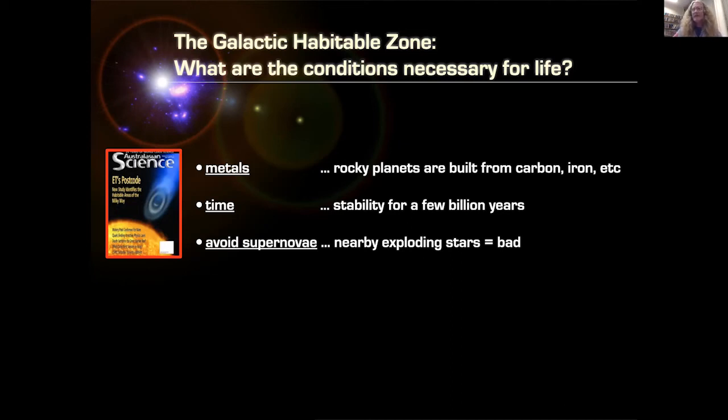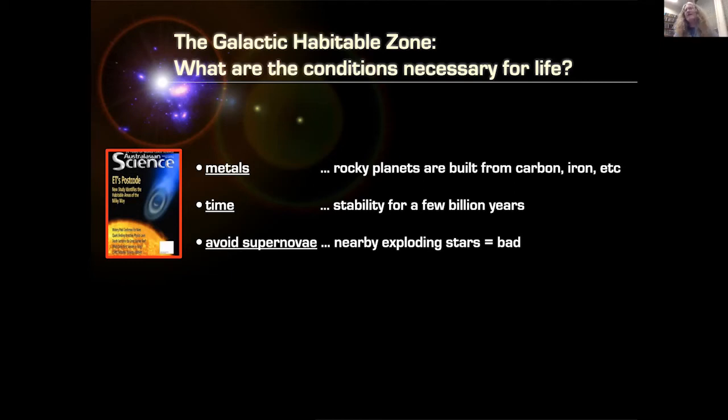The inner part of the galaxy, where most of the stars are being born now, is not a great place for life to develop because the stellar density is much higher. You do have exploding stars around you all the time in some sense. So again, in a statistical sense, probably not the best place.